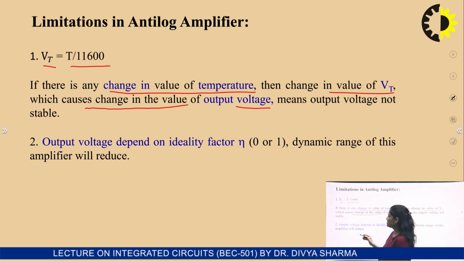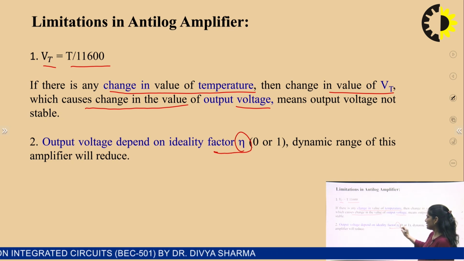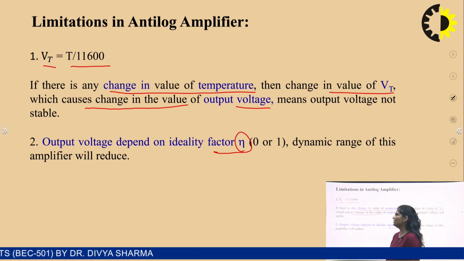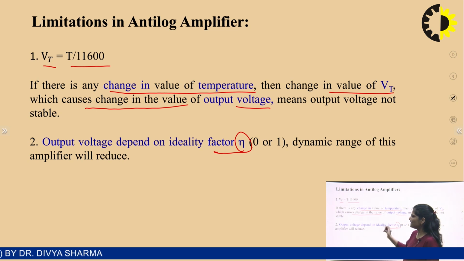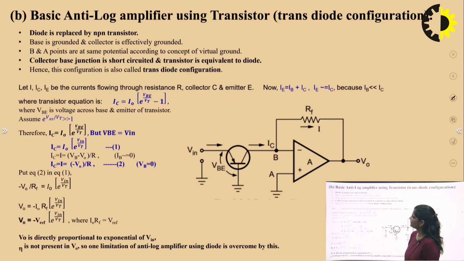The second limitation is that the output voltage depends on the ideality factor eta, which may be 1 or 2. The dynamic range of this amplifier will reduce. So these are the two limitations: eta and Vt are present in the final equation of the output voltage of the anti-logarithmic amplifier using diode. We have to try to remove these two temperature dependent constants in further applications.